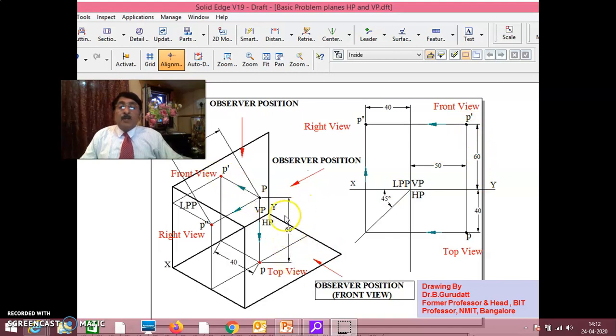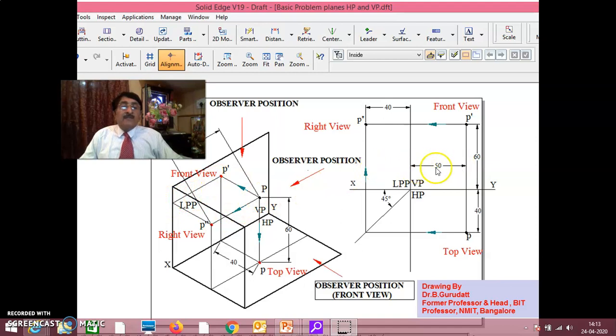If this is 60 mm above HP, this 60 and this 60 are parallel to the XY line. From the XY line, above it, you draw 60. How much is in front of VP? 40 mm in front of VP, parallel to HP. That is why it is seen on the top view. This is 40. And I have clearly given that from LPP it is 50 mm. Since this is 50, this will also be 50.